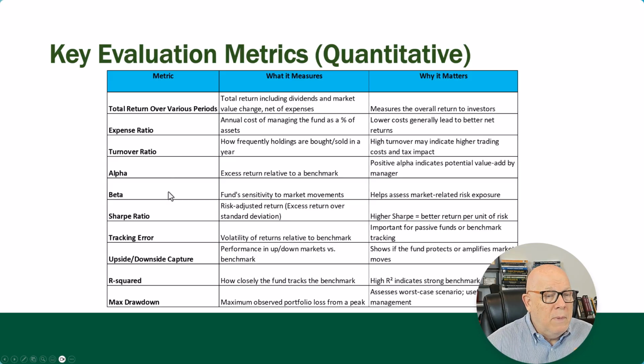Two really important measures are alpha and beta. So alpha is the excess return relative to the benchmark. So we saw in this case, it was 0.05%. So their alpha is slightly negative, but that's okay. They're very close to the benchmark. If that's positive, that means they're actually generating alpha. They're generating a positive return in excess of the benchmark.